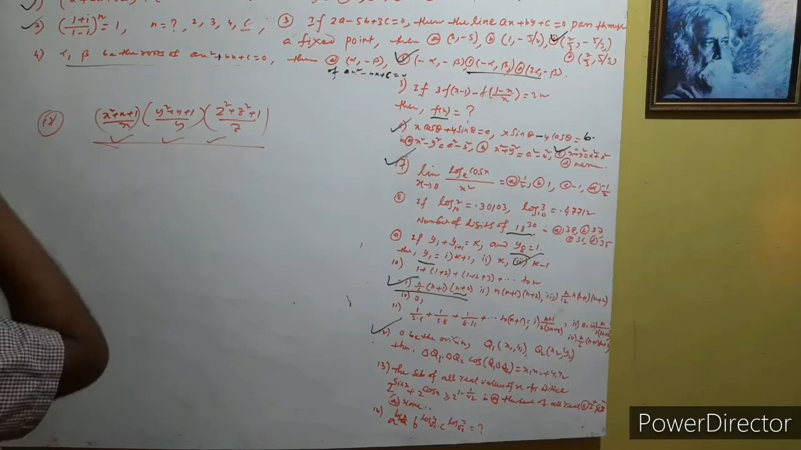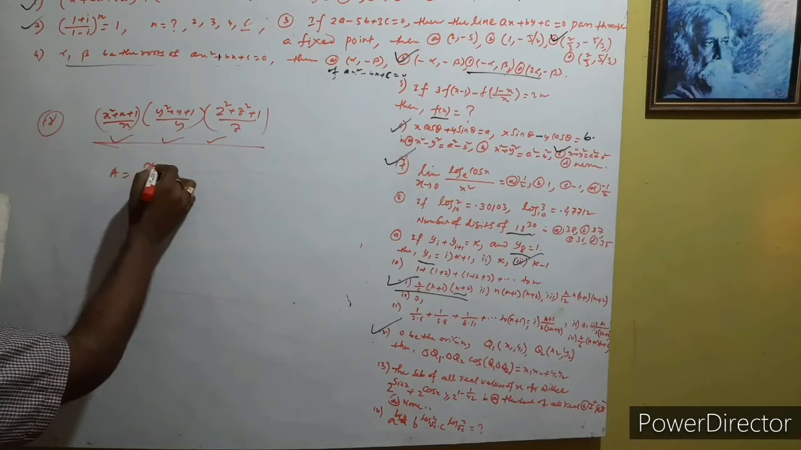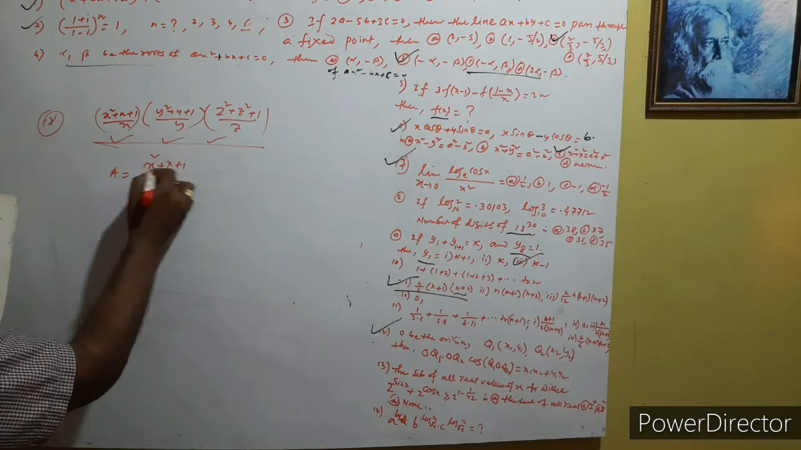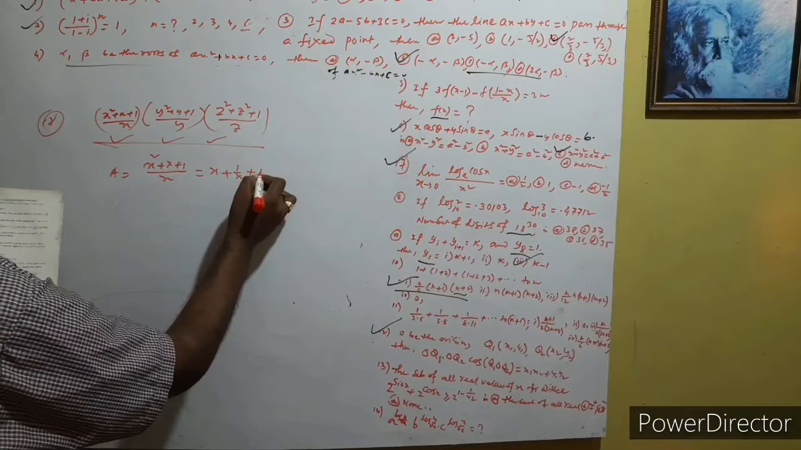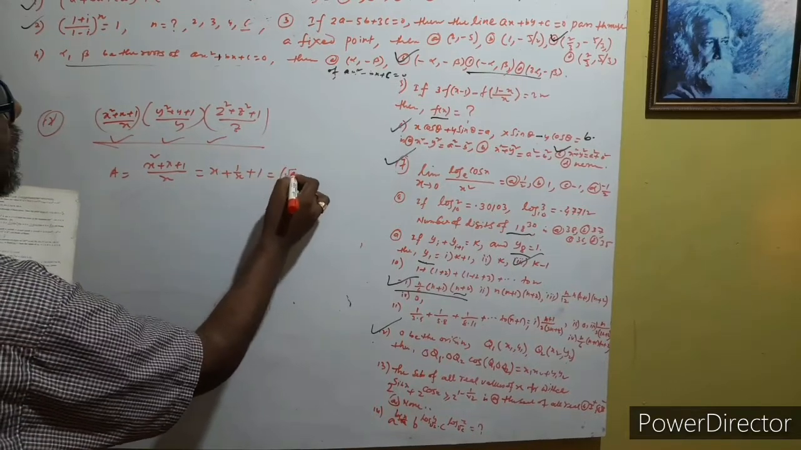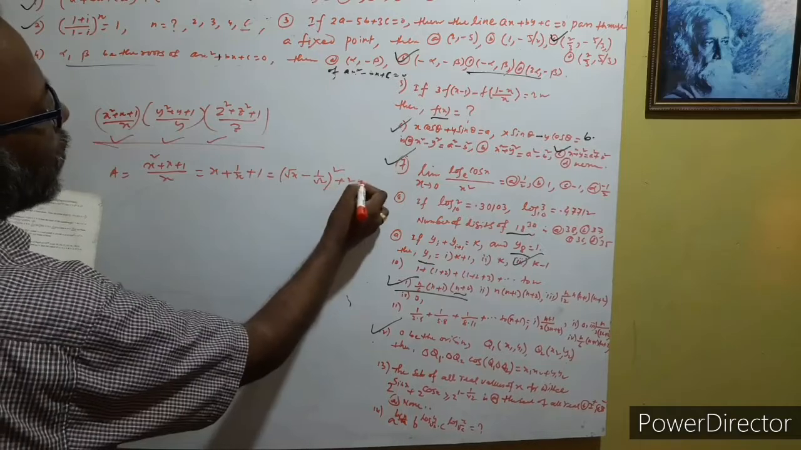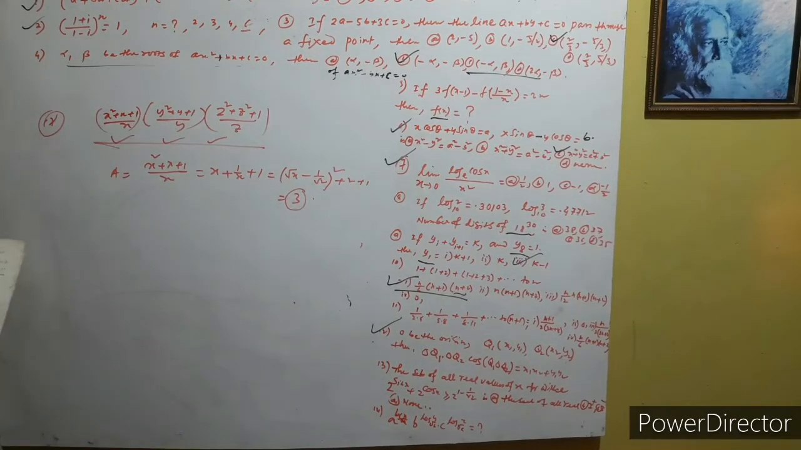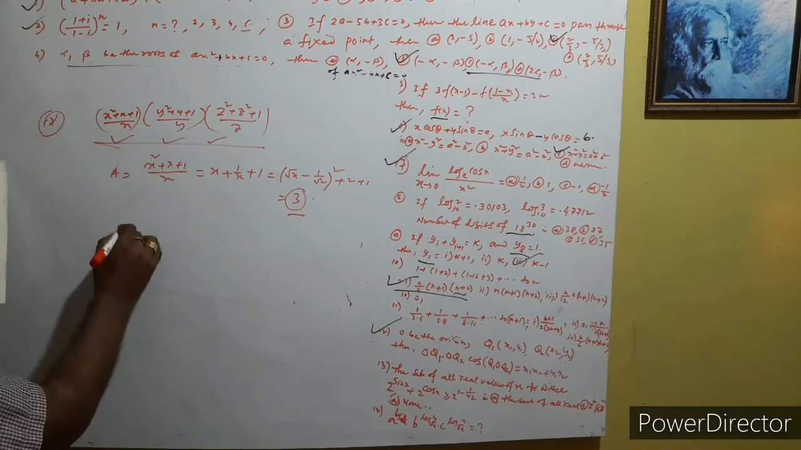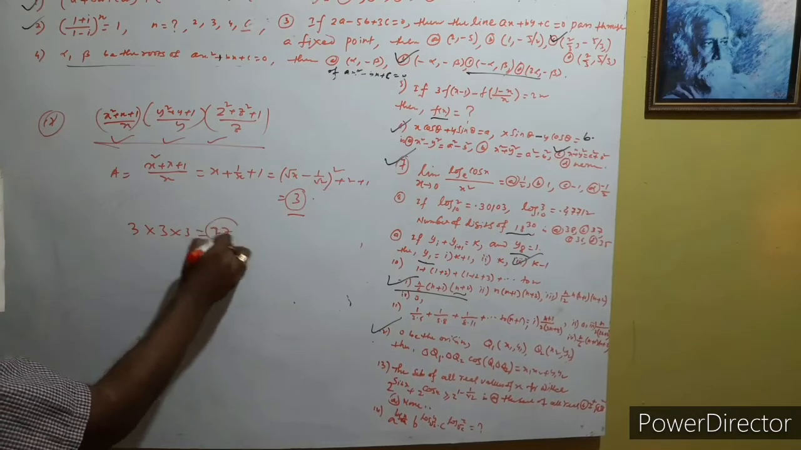Each of the three expressions is the same. So first take the first one, x square plus 1 by x, divided by x, plus 1, that is root x minus 1 by root x whole square plus 2 plus 1. This is 3. So we can see the least value for each expression is 3. So the minimum value is 3 into 3 into 3, and that is 27.